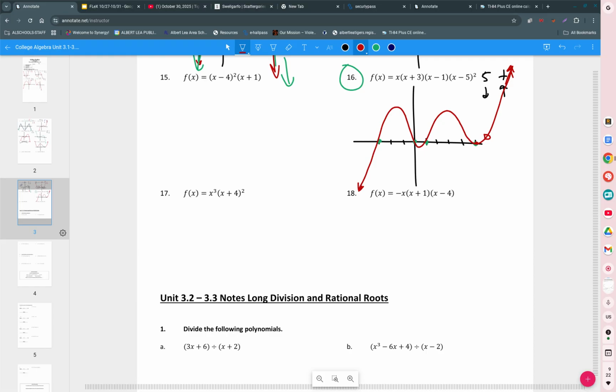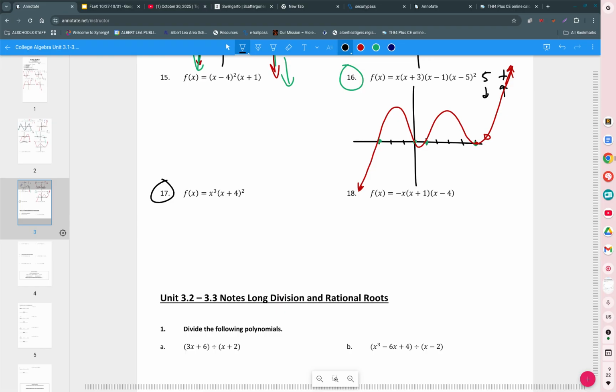If it's odd, it starts and ends in opposite directions. Everybody try 17. I had this right, but then my graph was... See how you started up here? You want to start down here. So you want to start like that, and you want to end like that. That's how you want to end, and that's how you want to start. So you had basically the same thing, you just had it upside down.